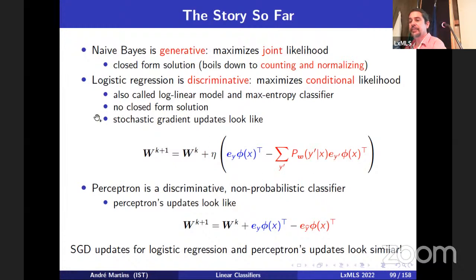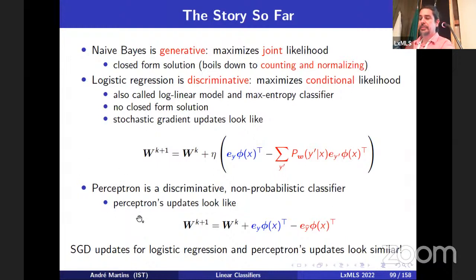It doesn't have a closed form solution, so it's a little bit more complicated than naive Bayes, but it's still a convex function to optimize. And if you do stochastic gradient updates, then the updates are going to take this form. Okay. And we also talked about the perceptron, which can also be seen as a discriminative, but a non-probabilistic classifier.